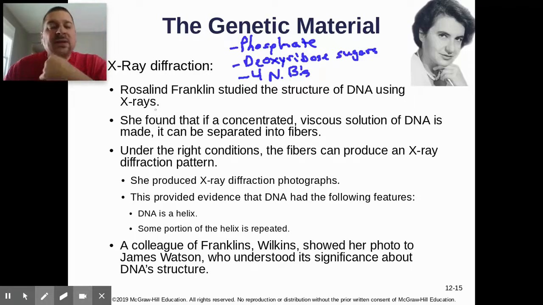Then there were these two younger gentlemen in England, okay, James Watson and Francis Crick, who were working on this as well. And they came upon Rosalind Franklin's work. And they didn't credit her right away, as much as they probably should have.